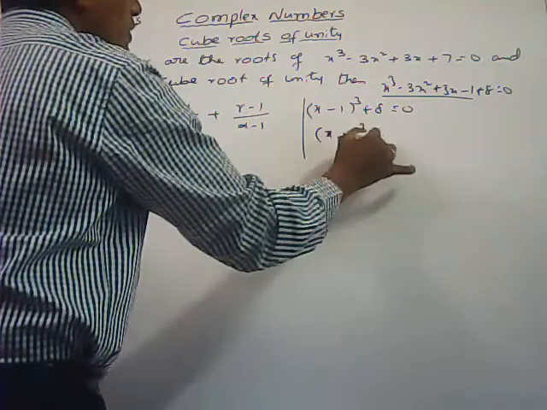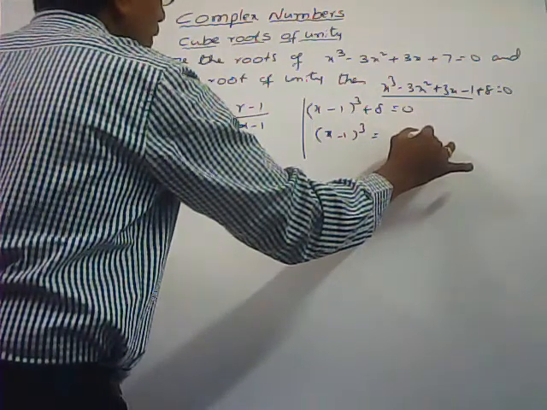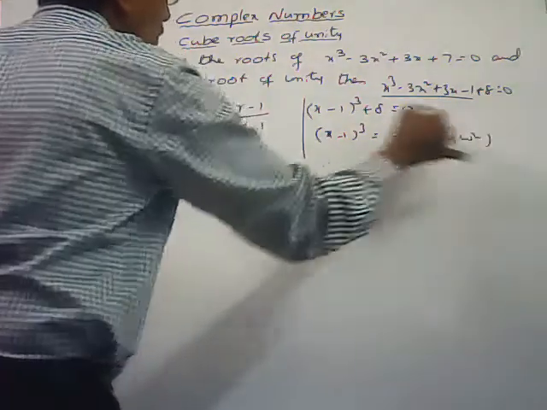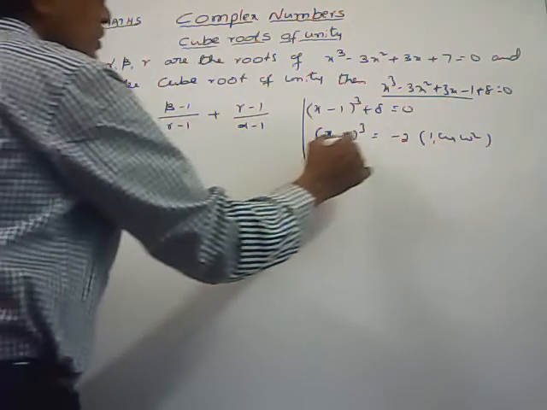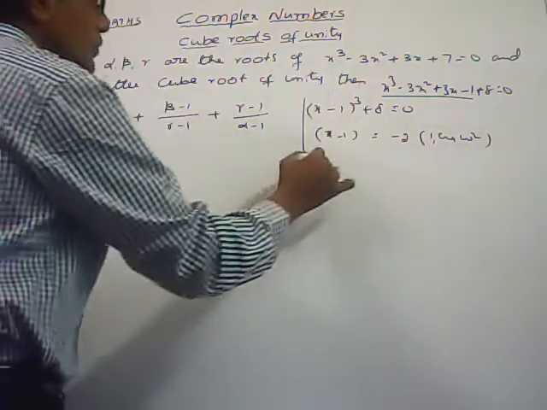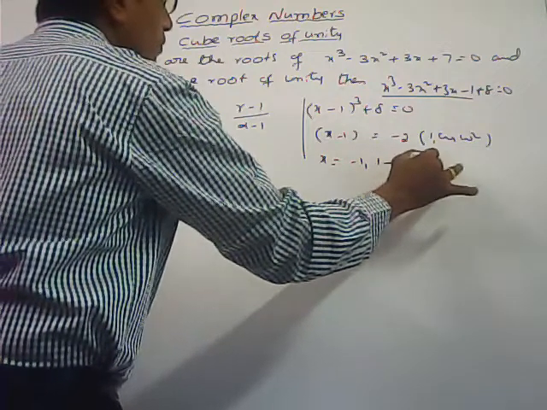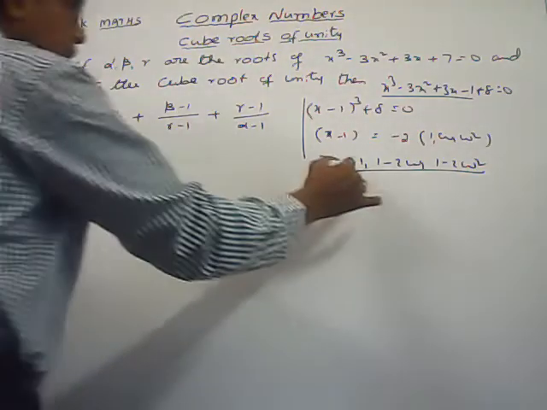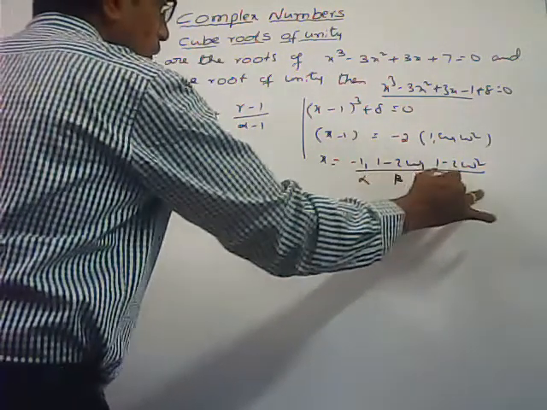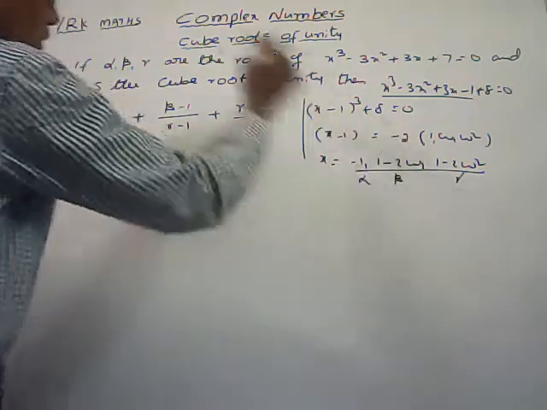x minus 1 whole cube is equal to minus 8, that is minus 2 into 1 power 1 by 3, that is 1, omega, omega square. If you want, you can revise the second problem solution also. x minus 1, that is equal to, x is equal to minus 1, 1 minus 2 omega, 1 minus 2 omega square. These are the roots. One thing I am taking alpha, another one beta, another one gamma. Those are the roots of the given equation, and here roots already given, alpha, beta, gamma. So one is alpha, another one beta, another one gamma.